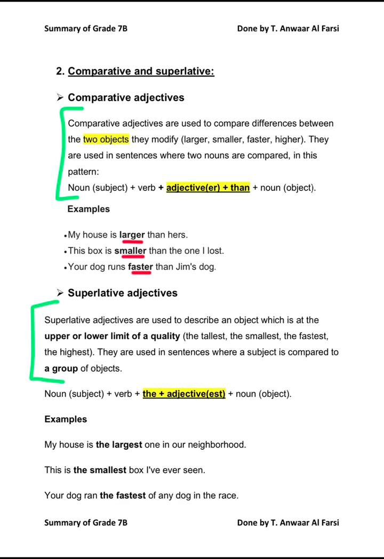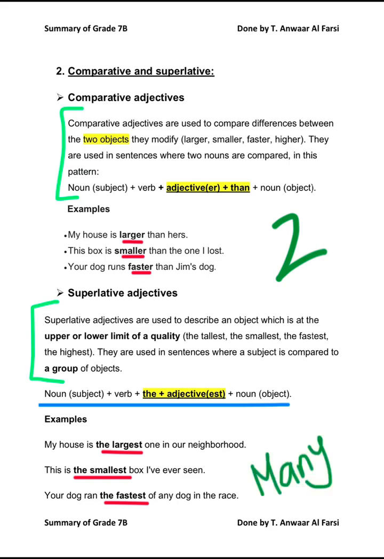For example, my house is the largest one in our neighborhood. This is the smallest box I've ever seen. Your dog ran the fastest of any dog in the race. So you have a noun plus verb plus the plus adjective -est plus noun object. So there are two different ways to compare. The comparative is comparing between two different things, but the superlative is between a group of objects.